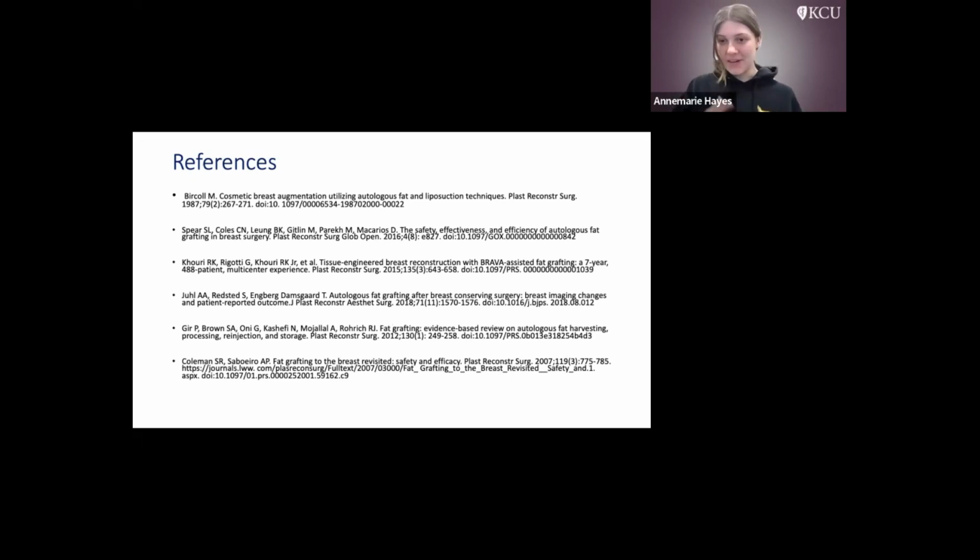So yeah, does anyone have any questions? It looks like you have one question in the chat. Would this be applicable for reconstruction after lumpectomies? Yes, if there's an asymmetry between the breasts, and if the patient wants to go with breast reconstruction, definitely it is possible.